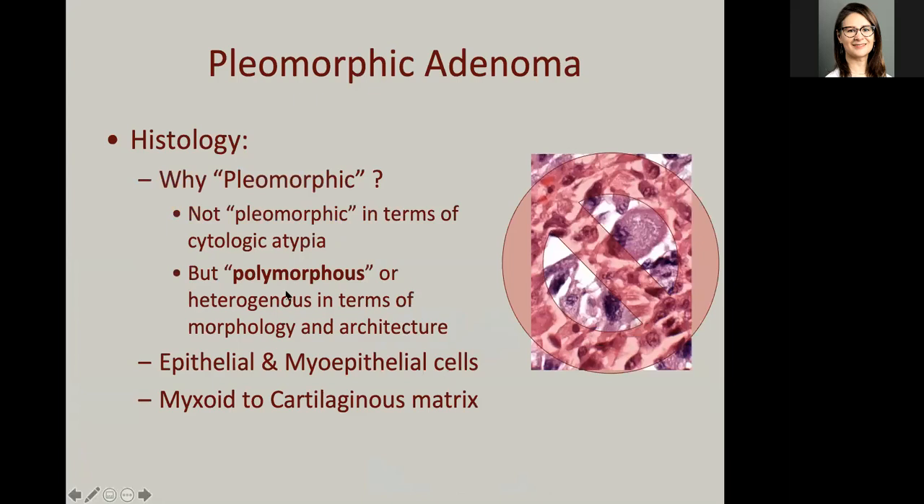Pleomorphic adenoma, why pleomorphic? It's not uniformly pleomorphic in terms of cytologic pleomorphism, meaning the nuclei aren't large, irregular, hyperchromatic, angulated. It is polymorphous or heterogeneous in terms of its architecture. So it is not pleomorphic nuclei, but it is polymorphous or heterogeneous architecture.